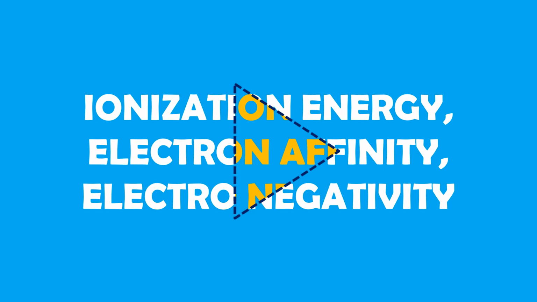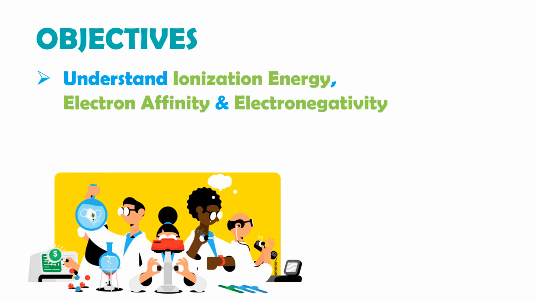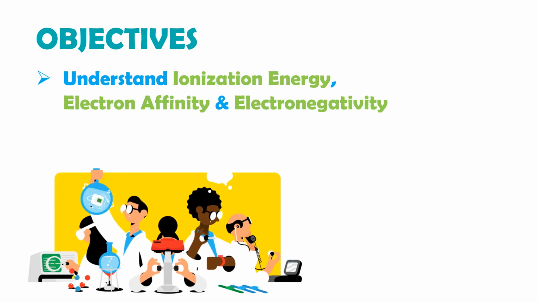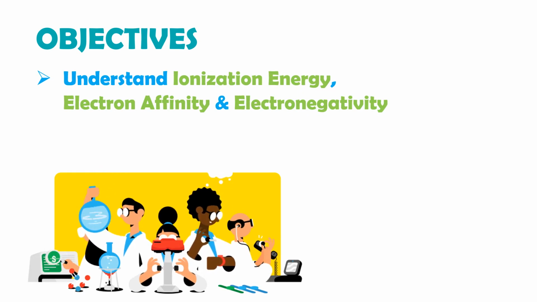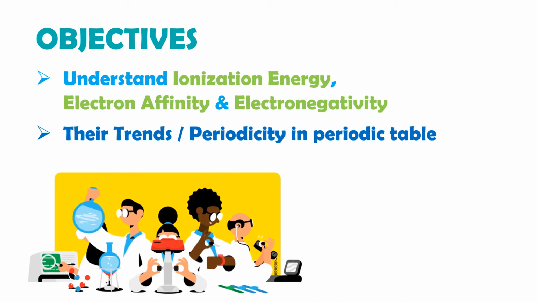What is the effect of atomic radius and shielding effect on periodicity of properties? Think about it. Today, our objectives are to understand ionization energy, electron affinity, and electronegativity, along with their trends, periodicity in their properties, and their relationship.